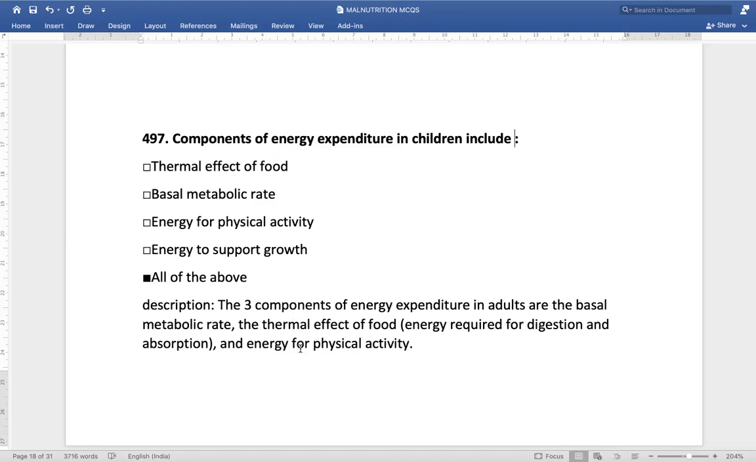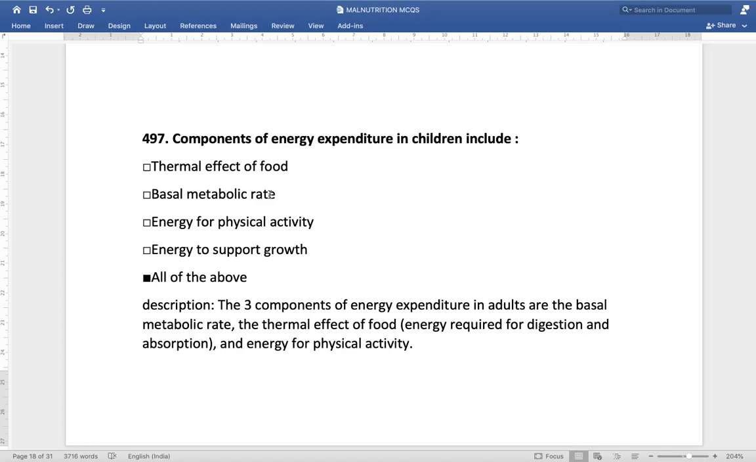So what happens in children is, apart from these 3 things, the extra thing in children is growth. So there should be addition of a growth factor as a component of energy expenditure. So energy to support growth should also be present. So these are the 4 things that are present as components of energy expenditure in children. So what are the components of energy expenditure in children?